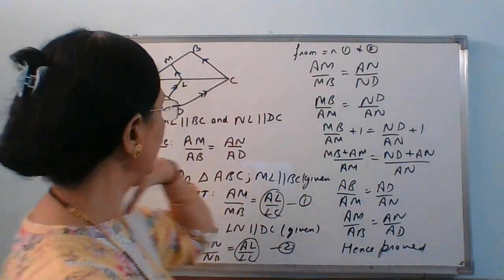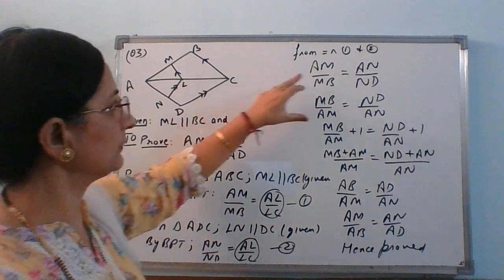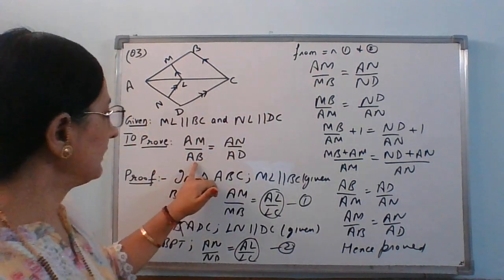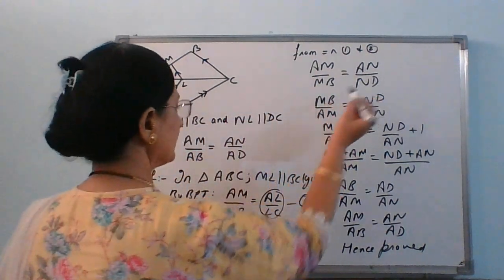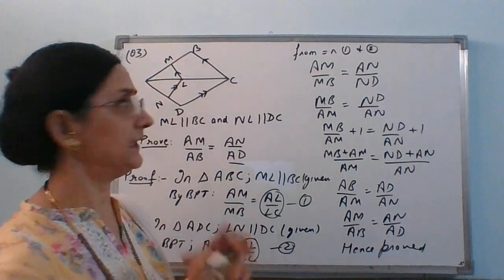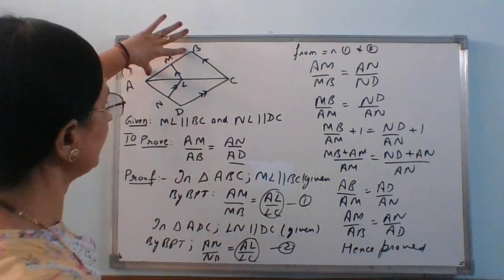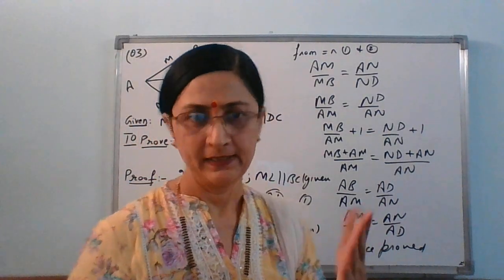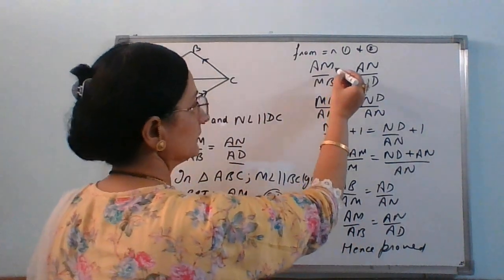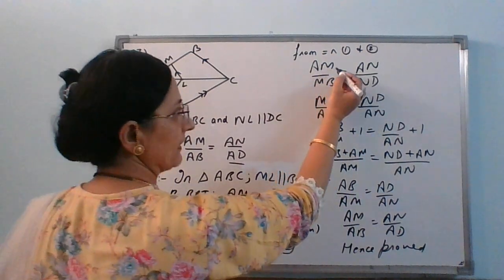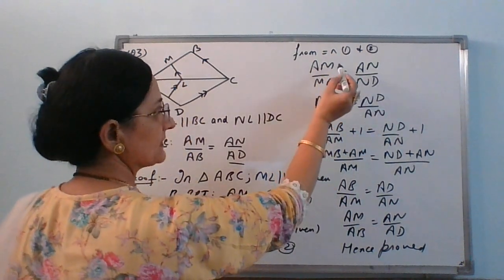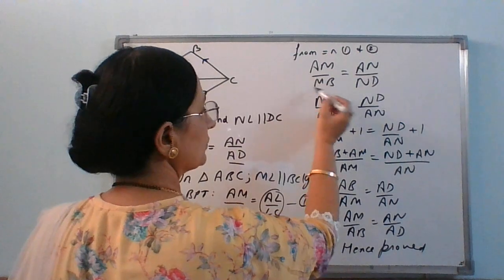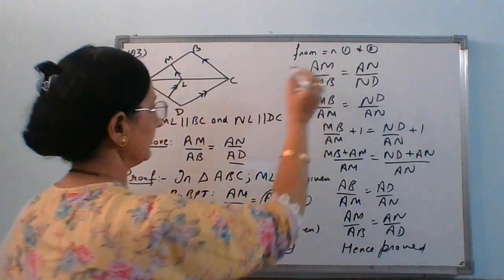In the question, we don't have to prove MB, we need AB. Here it is ND, we need AD. AD and AB are the full big sides, right? So whenever you need the big side, you have to add 1. But why didn't I add 1 here? Because if I had added 1 here, AM plus MB becomes AB, so we would not have AM, right?